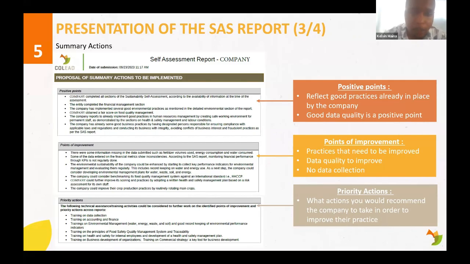Then there are the priority actions. These are the actions that you would recommend in order to improve the practices. Again, this is in line also with what Codit provides in terms of training and technical assistance support. It could be training on data collection, accounting and finance, and all these other areas in terms of technical assistance that Codit intervenes upon.